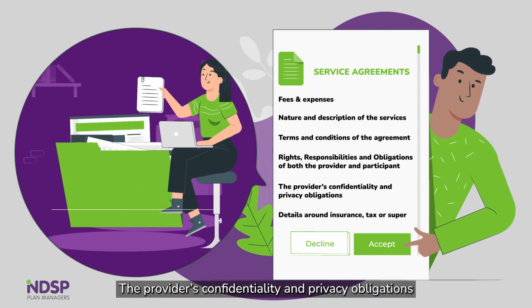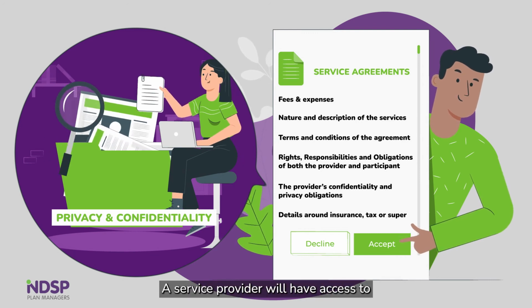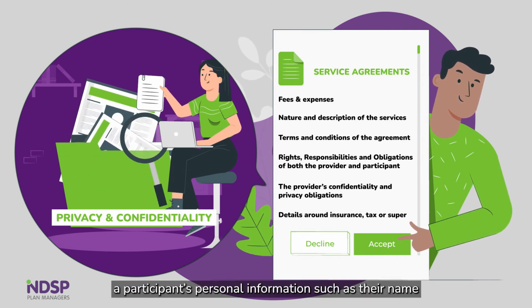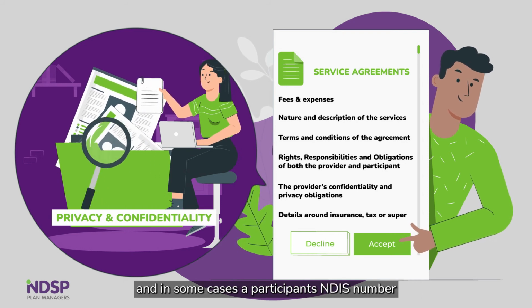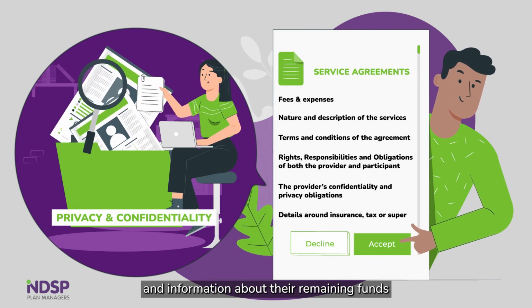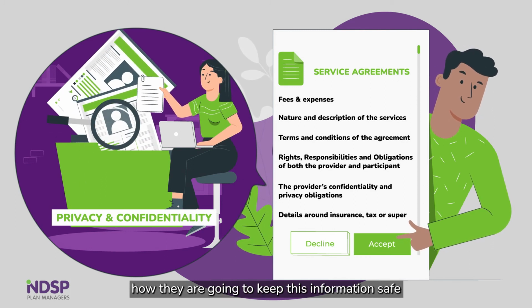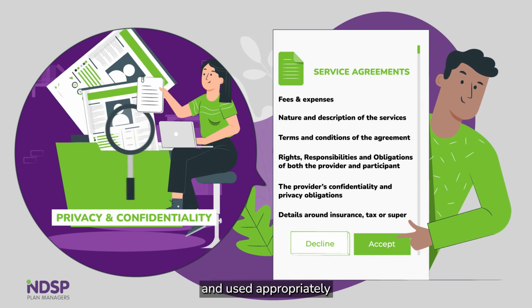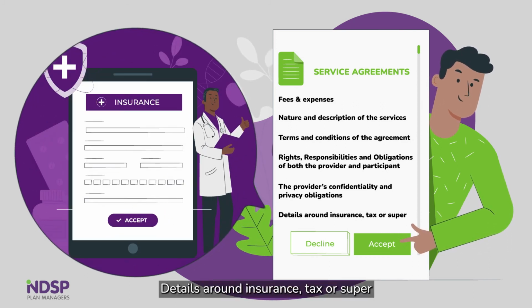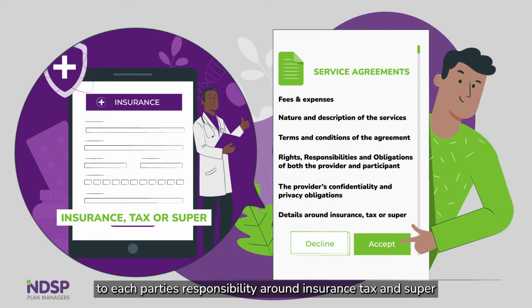The provider's confidentiality and privacy obligations. A service provider will have access to a participant's personal information, such as their name and, in some cases, a participant's NDIS number and information about their remaining funds. In these cases, the provider will need to include how they are going to keep this information safe and used appropriately. Details around insurance, tax or super. In some cases, there may also be information relating to each party's responsibility around insurance, tax and super.